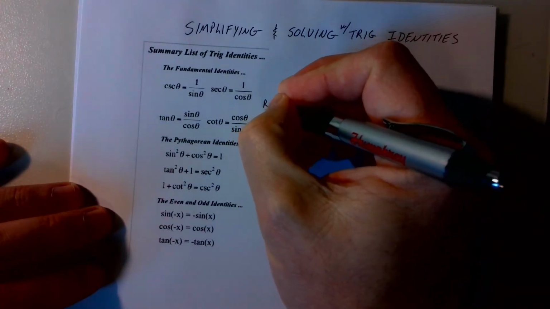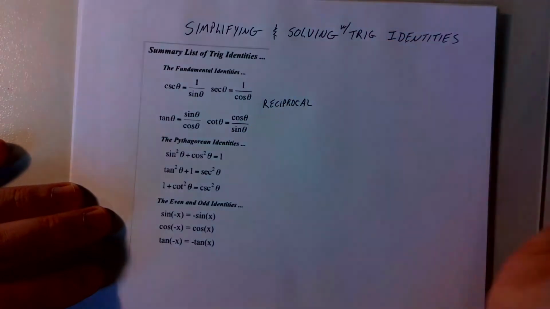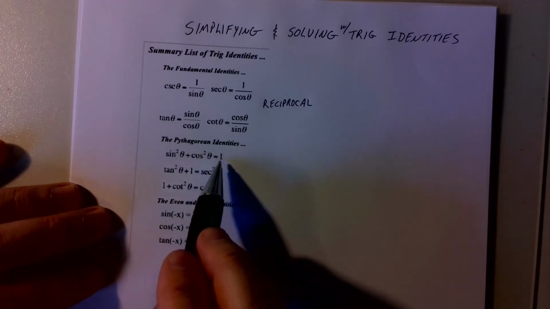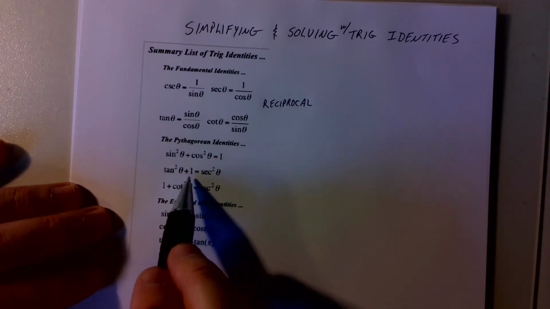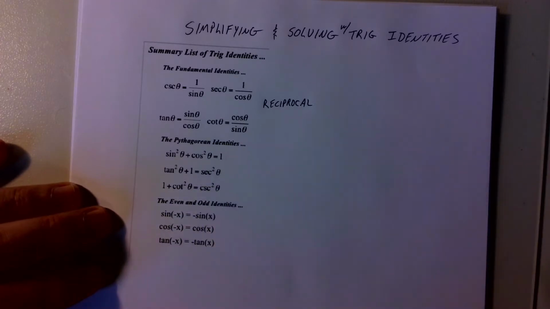I'm going to call the reciprocal ones reciprocal identities. The Pythagorean identities: sine squared plus cosine squared equals 1, tangent squared plus 1 equals secant squared theta, 1 plus cotangent squared theta equals cosecant squared theta.